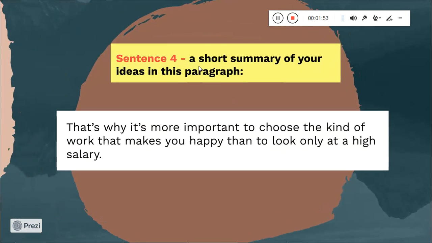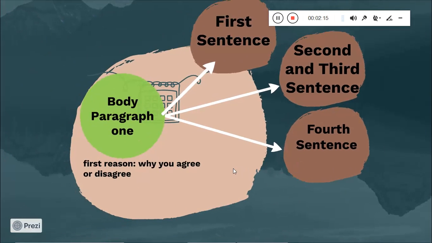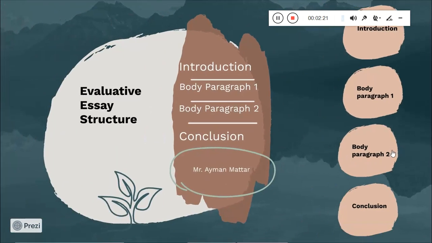The fourth sentence is a short summary of your ideas in this paragraph. So we may write for the fourth sentence in our essay, that's why it's more important to choose the kind of work that makes you happy than to look only at a high salary. Now we finished body paragraph 1. Let's move on to body paragraph 2.